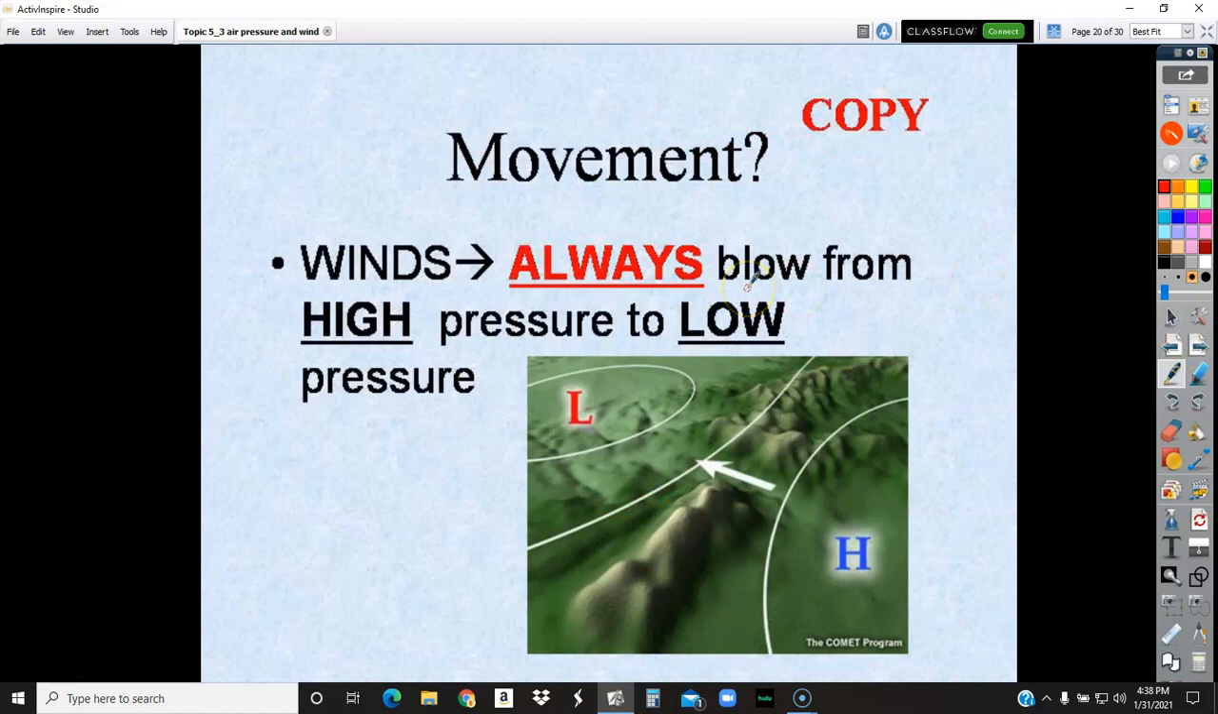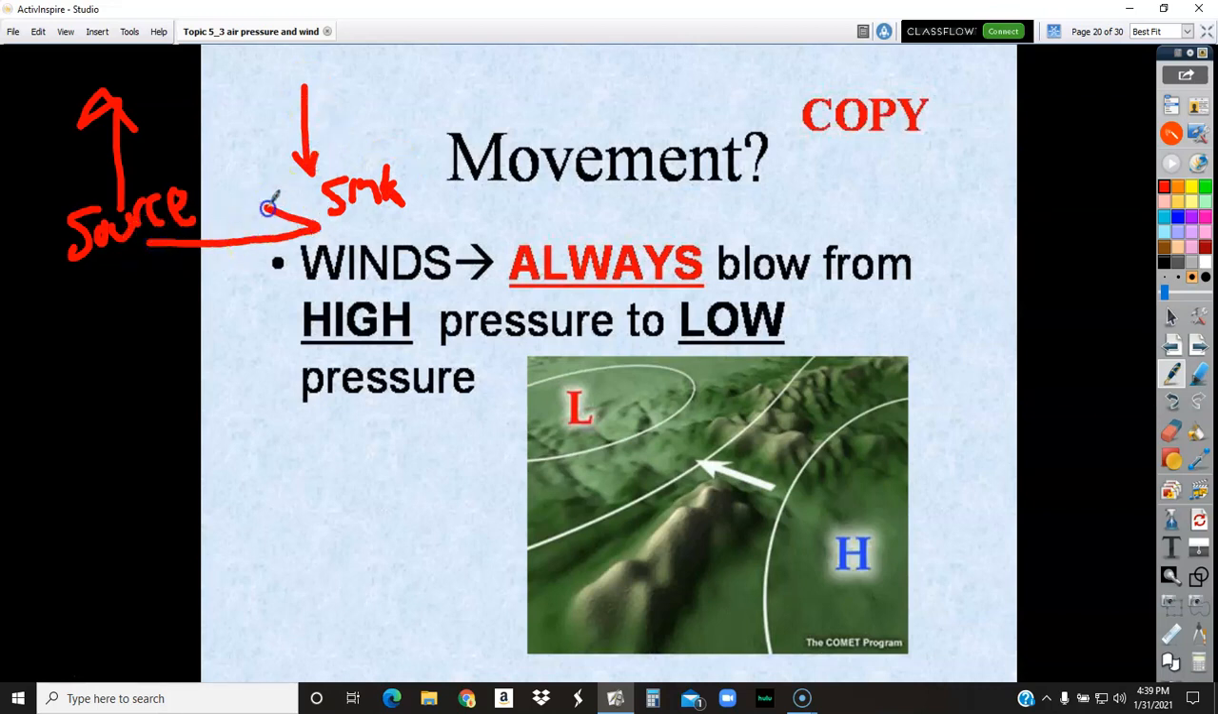Again, wind is like energy. So remember we talked about source to sink. A source is a higher temperature. I'll write the word source there. A sink is a lower temperature. And energy always flows from something hot to something cold. Well, same thing with wind. Wind has to go from a higher pressure system toward a lower pressure system. So it goes out of a high and goes into a low pressure. So wind always, I stress that, always goes out of a high into a low.